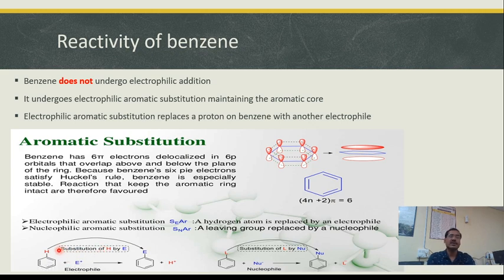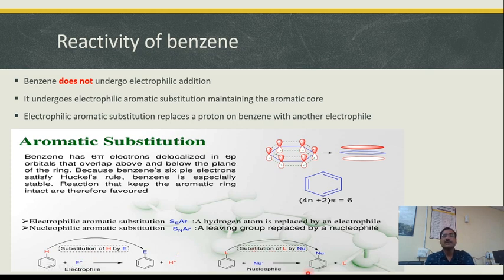Now, how does this aromatic electrophilic substitution take place? One of the hydrogens on the benzene ring will be replaced by some electrophile, removing a proton from the benzene ring. This is one common kind of reaction. You need an attacking electrophile for this particular reaction.